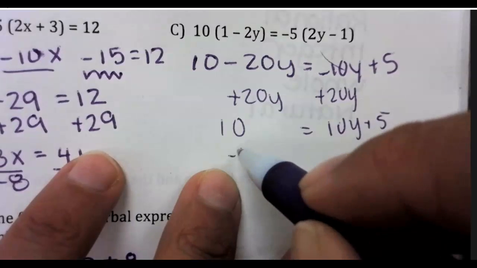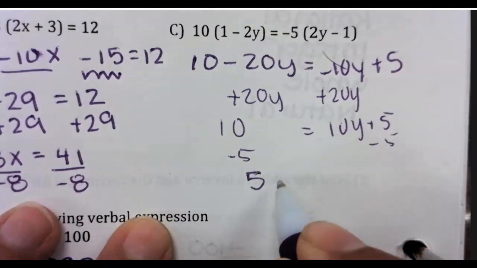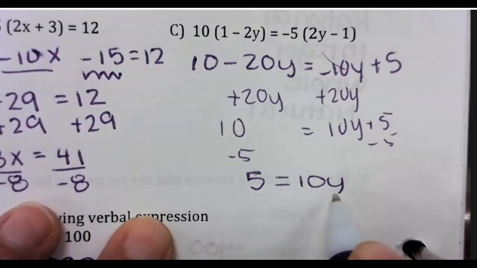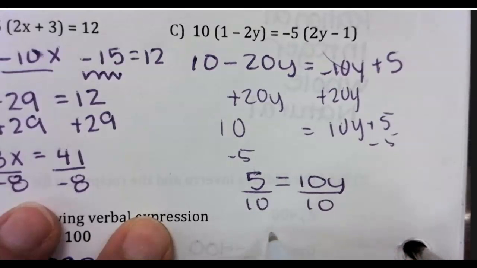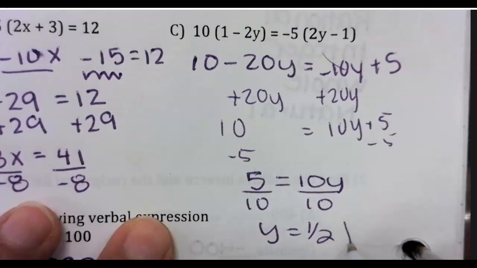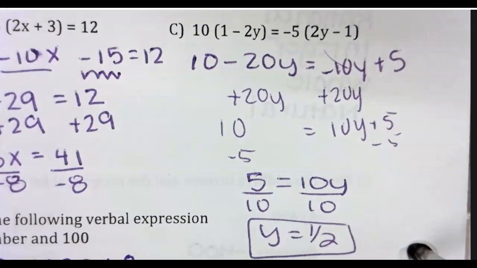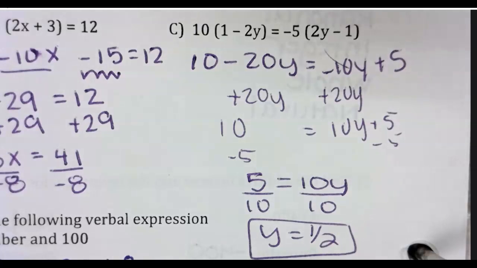Subtract 5. And we get 5 equals 10y. Divide by 10. And that's the same as y equals 1/2.